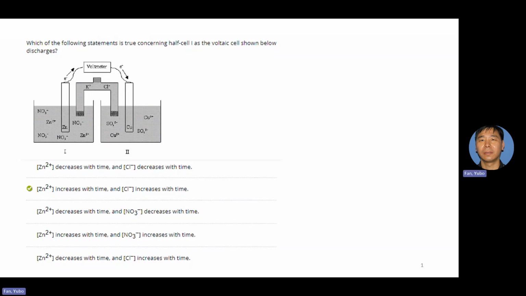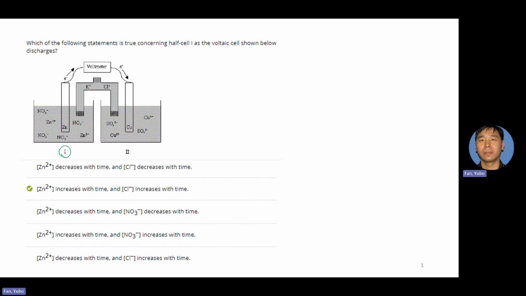Let's work out all questions for the homework of Chapter 17, Electrochemistry. All right, the first question is shown here. The question is, which of the following statements is true concerning half cell 1, which is this one, as the voltaic cell shown below discharges?